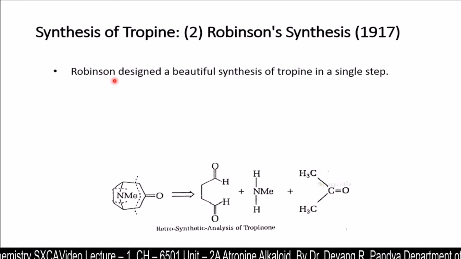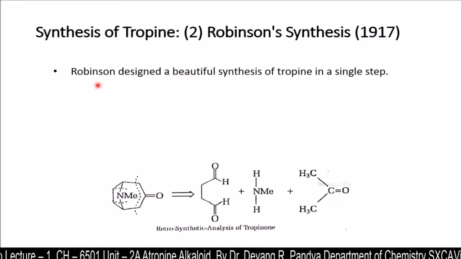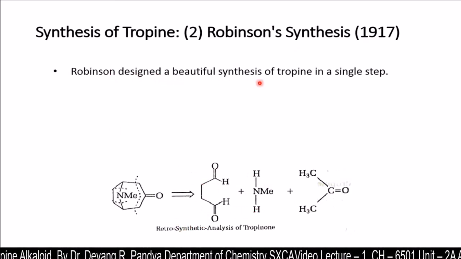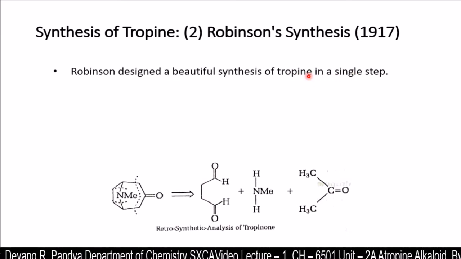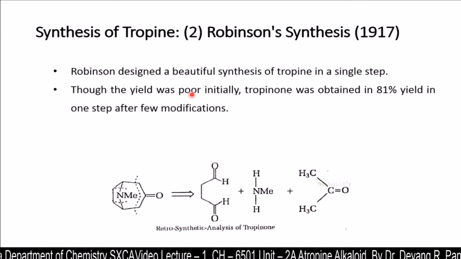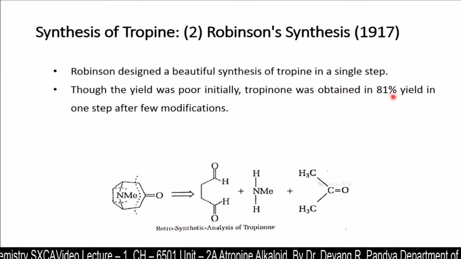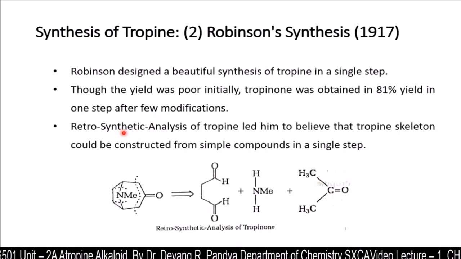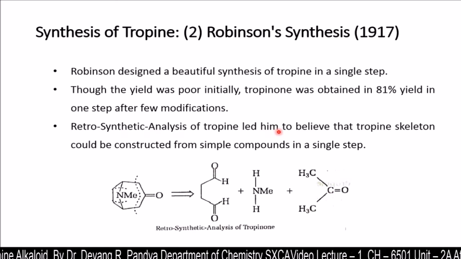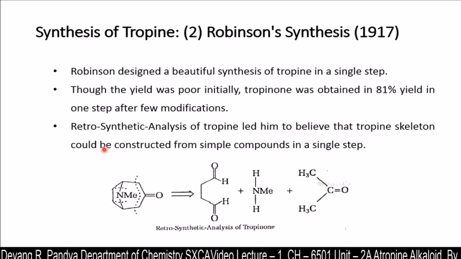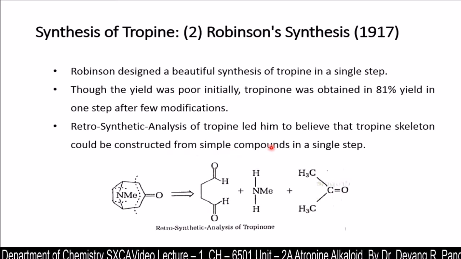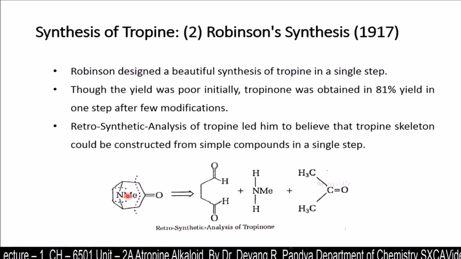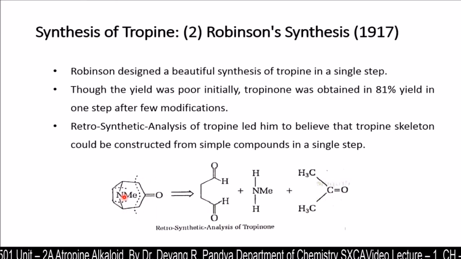This is the Robinson synthesis, 1917. Robinson designed a beautiful synthesis of tropine in a single step reaction. Though the yield was poor initially, tropinon was obtained in 81% yield in one step after a few modifications. Retrosynthetic analysis of tropine led him to believe that the tropine skeleton could be constructed from a simple compound in a single step, and that is the application of retrosynthesis. You need to go in a reverse logic.